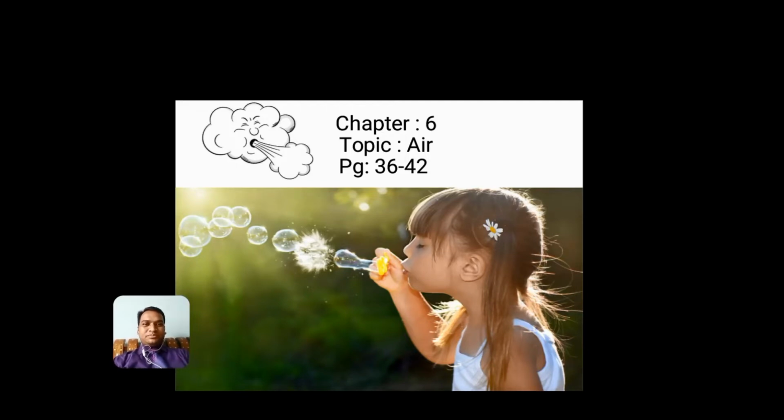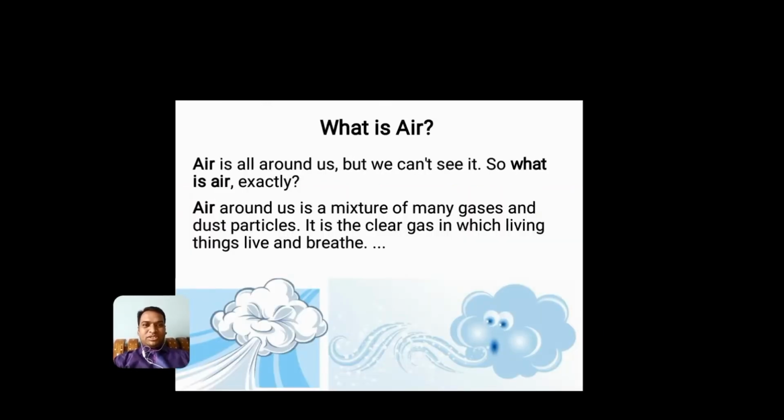We'll cover it. So first we need to know what is air. Air is all around us but we cannot see it. So what is air exactly? The answer is, air around us is a mixture of many gases and dust particles. It is the clear gas in which living things live and breathe. So with the help of air we can live and breathe.